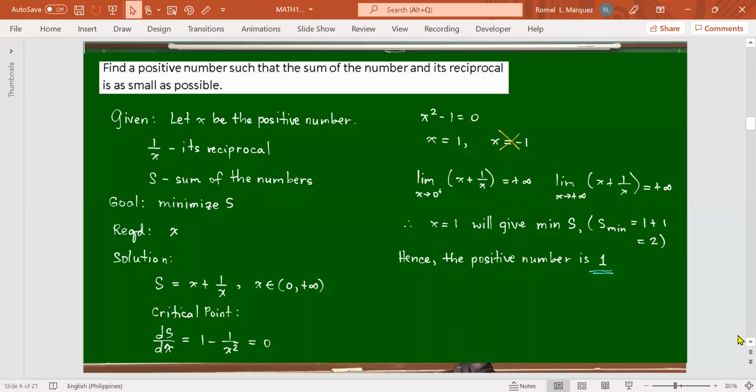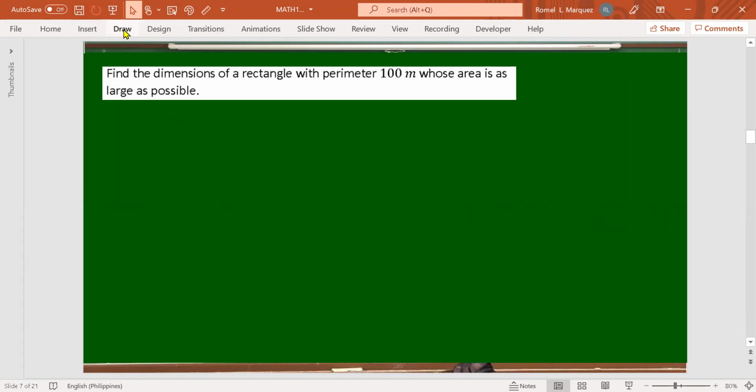If you are able to give me a positive number such that, when you take the reciprocal and add them, the sum is less than 2, I will give you a prize, because that's what calculus tells us. Get it, guys? That's what calculus can answer. It can give you the absolute maximum and minimum.